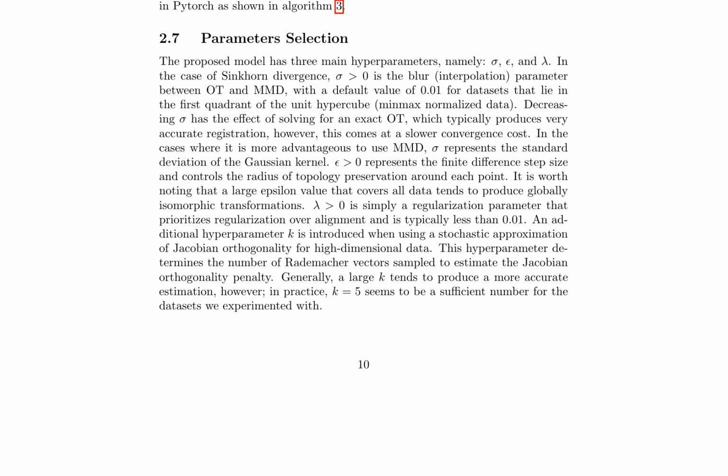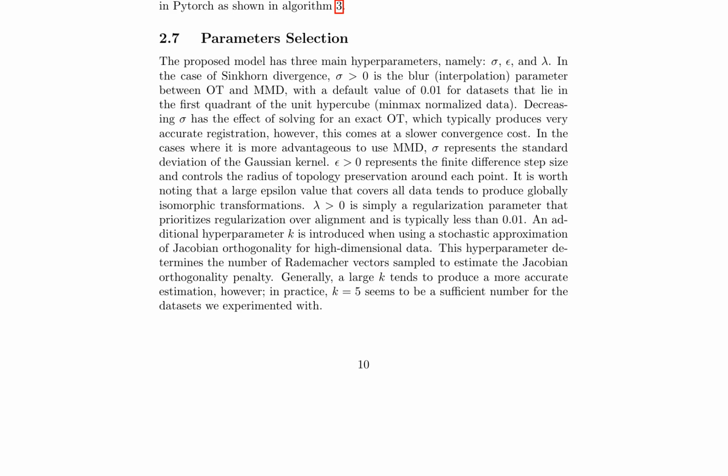An additional hyperparameter k is introduced when using a stochastic approximation of Jacobian orthogonality for high-dimensional data, determining the number of Rademacher vectors sampled to estimate the Jacobian orthogonality penalty. A larger value of k tends to produce a more accurate estimation, but k equals 5 is found to be sufficient for the experimented datasets.